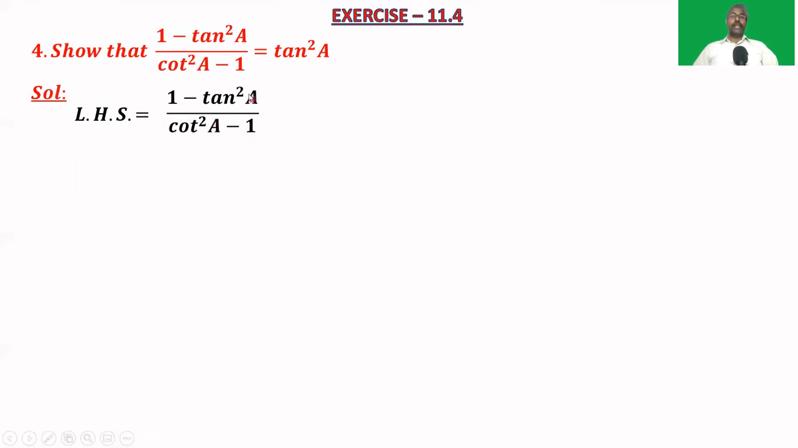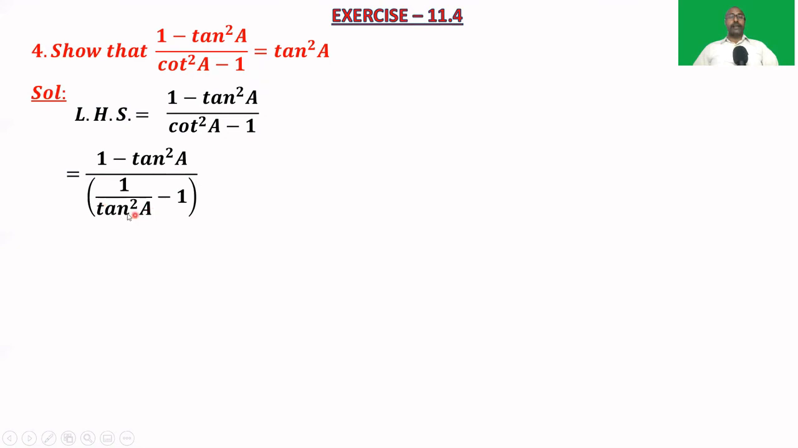So here we have to change either numerator or denominator. That is, we have to write this tan A in terms of cot A or this cot A in terms of tan A. So let us change the denominator. That is, let us convert the cot A into tan A. So we can write here 1 minus tan square A, and cot A is the multiplicative inverse of tan A. So that we can write here cot square A is equal to 1 by tan square A. And remaining terms are same.